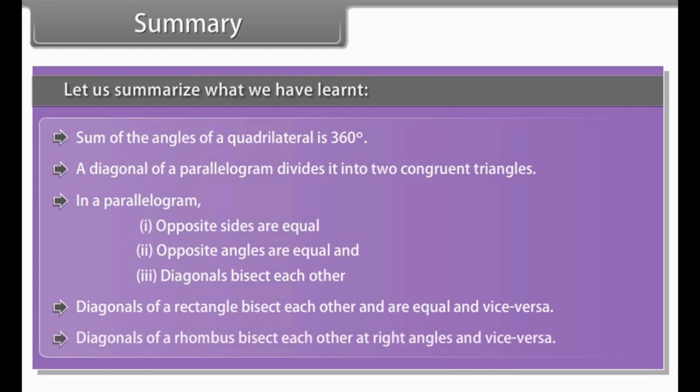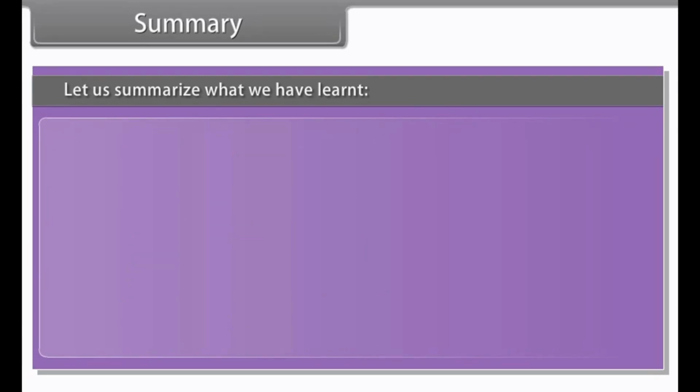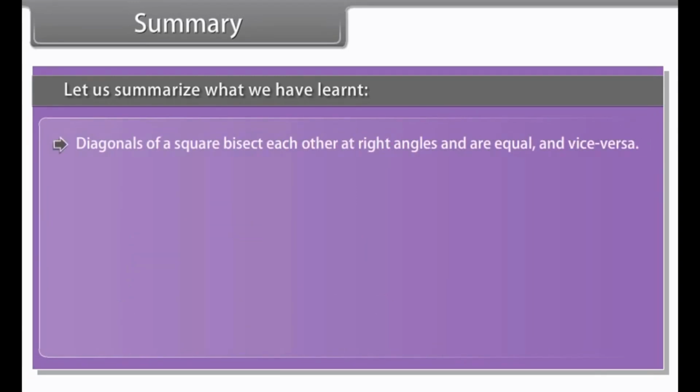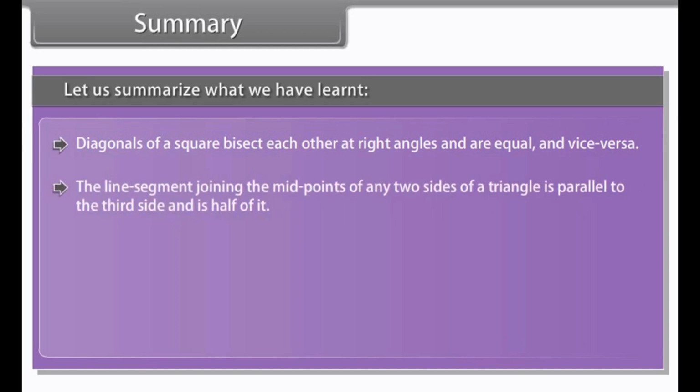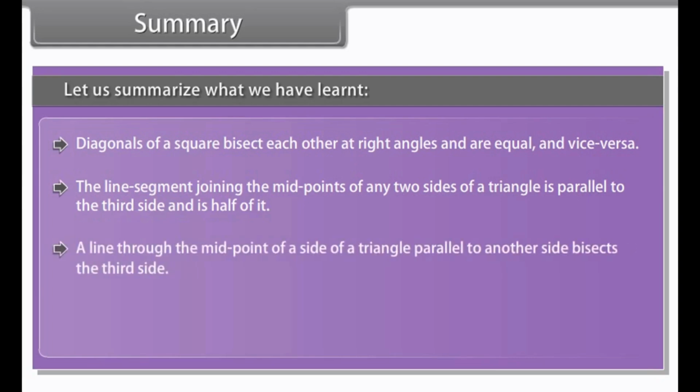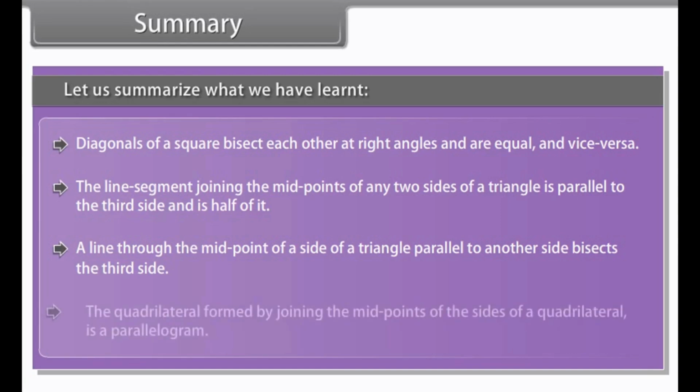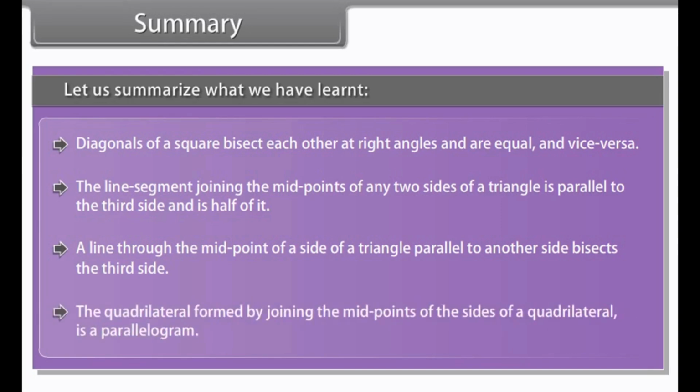Diagonals of a rhombus bisect each other at right angles and vice versa. Diagonals of a square bisect each other at right angles and are equal and vice versa. The line segment joining the midpoints of any two sides of a triangle is parallel to the third side and is half of it. A line through the midpoint of a side of a triangle parallel to another side bisects the third side. The quadrilateral formed by joining the midpoints of the sides of a quadrilateral is a parallelogram.